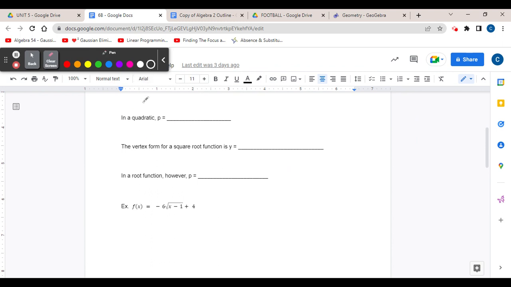Okay, if we're looking at the vertex form of a square root function, we have y or f of x is equal to a times the square root of x minus h, plus k. Okay, so that's the vertex form of a square root function. Okay, now in the root function, the P is going to have a different formula. So the P is going to be equal to a squared divided by 4. Okay, a squared divided by 4.